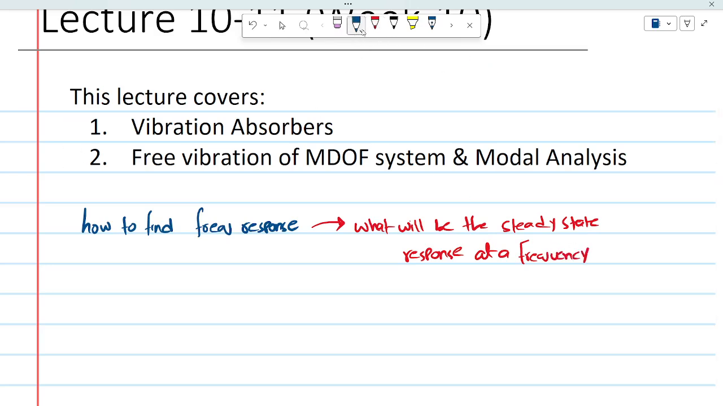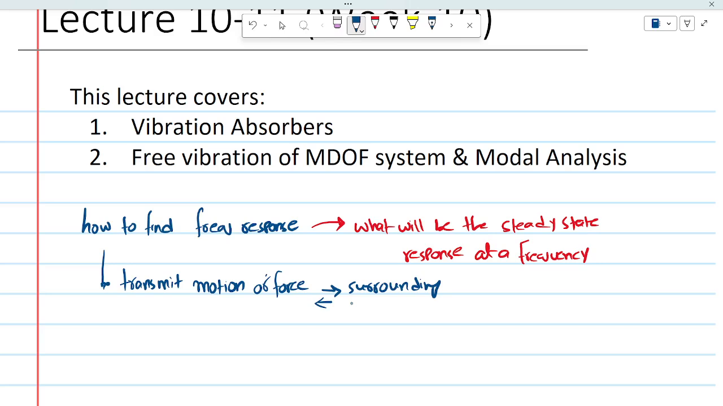Then we studied, because of the response of a system, if the system is not balanced, then that might transmit motion or force to the surrounding, or from the surrounding to the system. It works both ways. So this is the second thing that we studied.